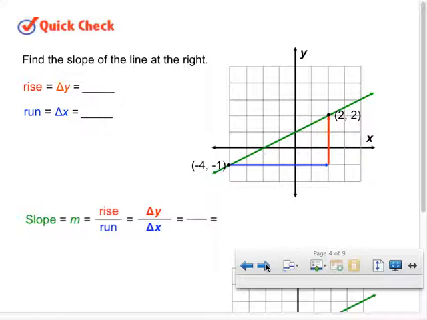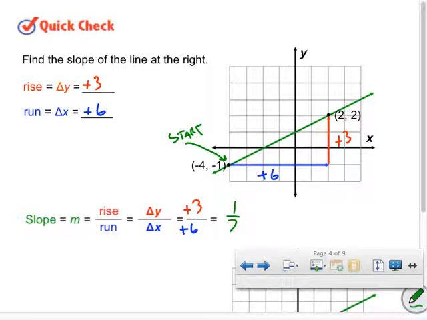Okay, who can tell me what the run is going to be? So here, in this problem, it looks to me like they started, that's where they started. Okay, what was the run? Class, what's the run? Positive 6, we're going to the right, so plus 6 to the right. And what's the rise going to be? Very good, positive 3. And then if we simplify positive 3 over positive 6, what's that going to be? It's going to be a half, a positive half.